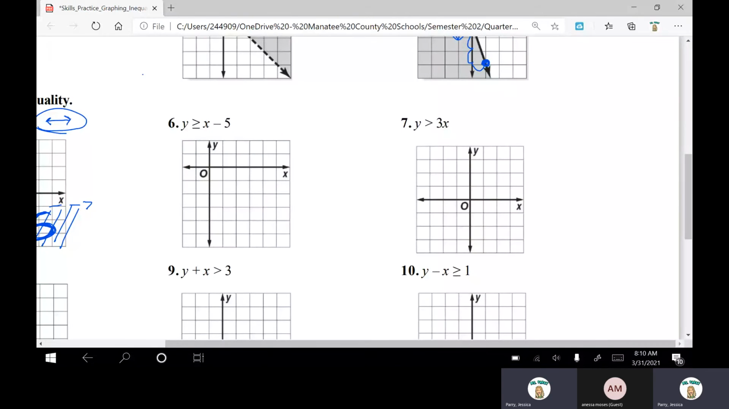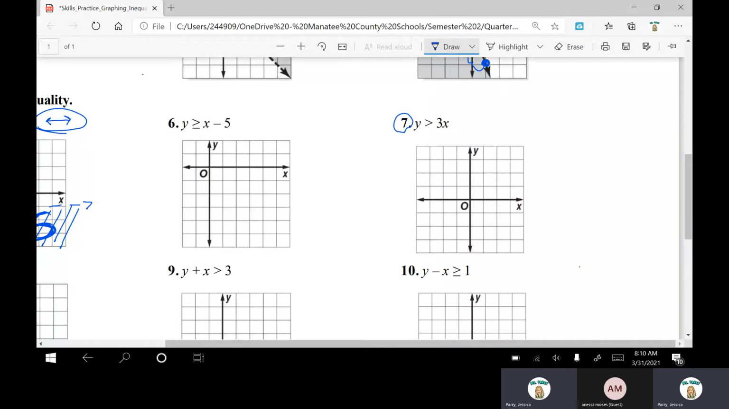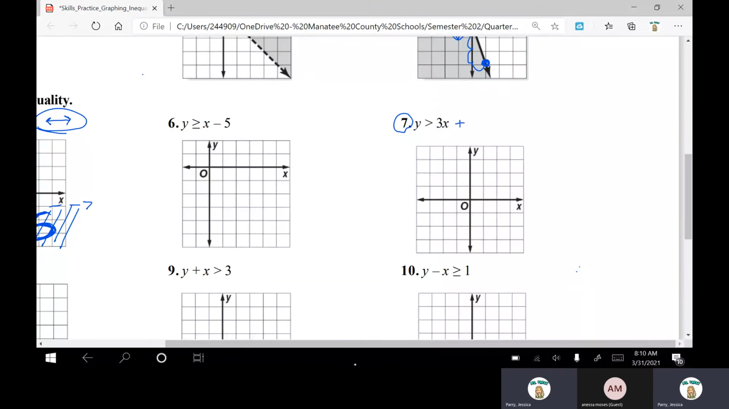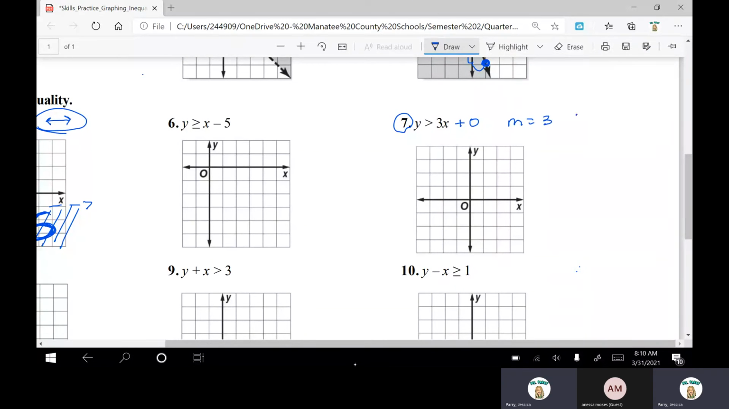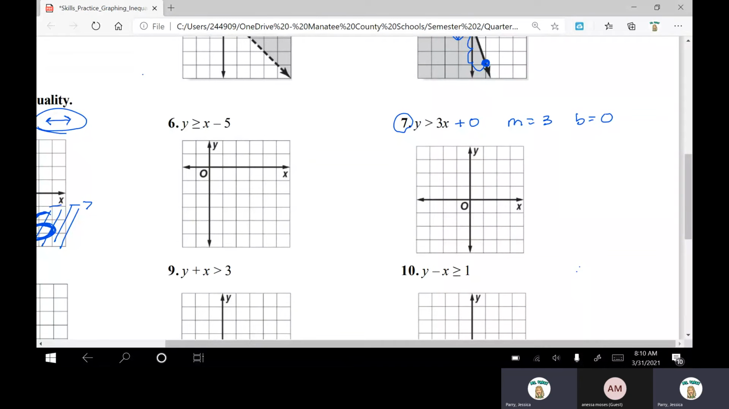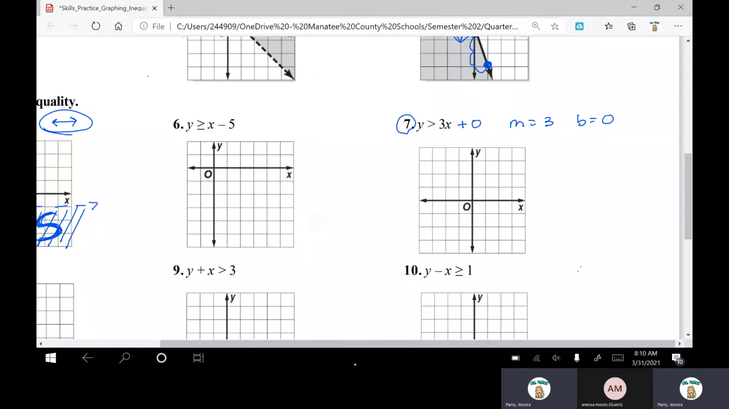Let's do another one. I was going to do, for number 7, let's just fix this one really quickly here. Number 7, just put +0. So that means m equals 3 and b equals 0. Okay, I'm not going to do number 7. I was going to, but I changed my mind just now. But that should help you guys out with finishing number 7. Let's do number 6, though.